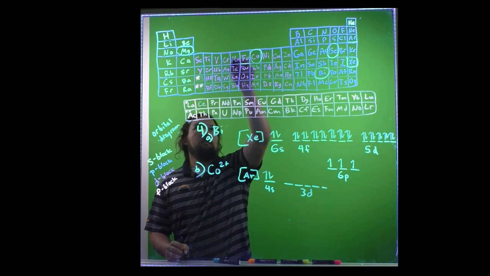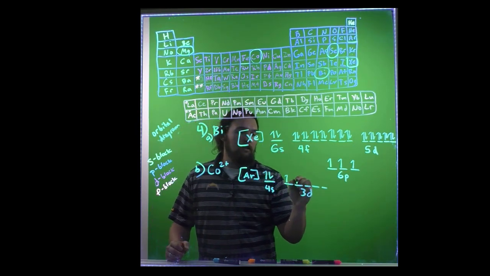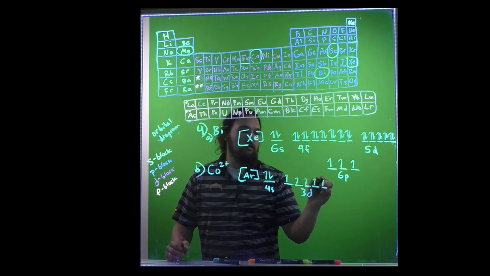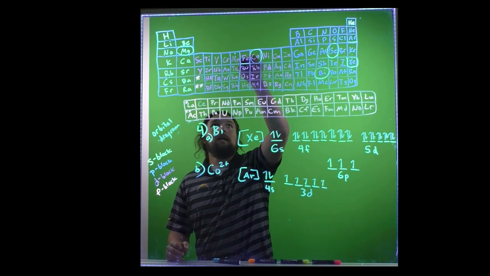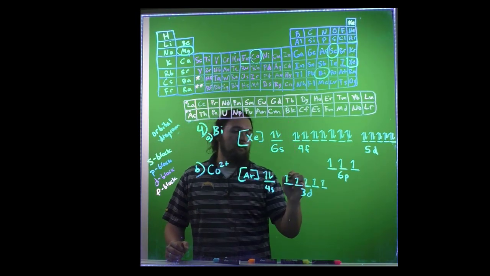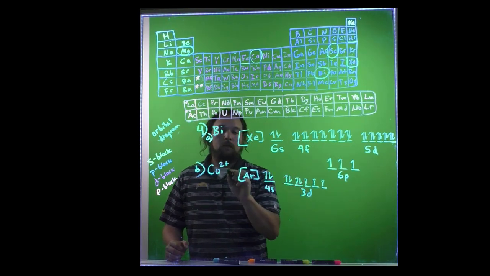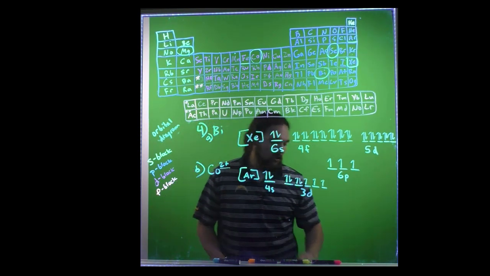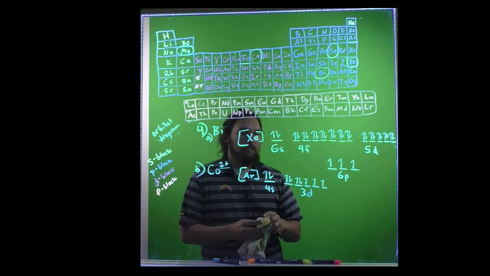1, 2, 3, 4, 5. These go 1, 2, 3, 4, 5. So that's up to manganese. Iron and cobalt would go down and down. But notice how we have a 2+ charge, so we actually have to get rid of 2 electrons.